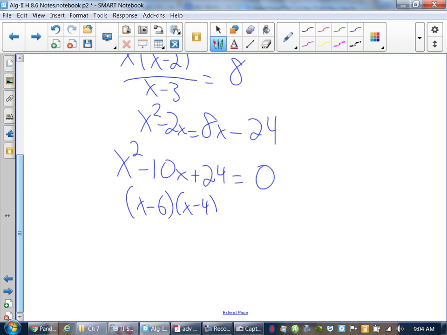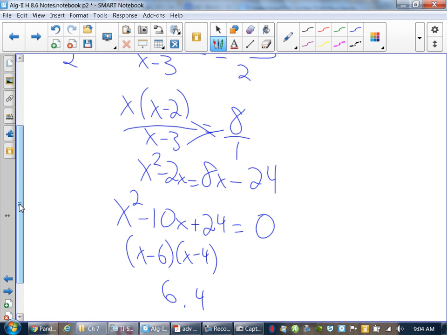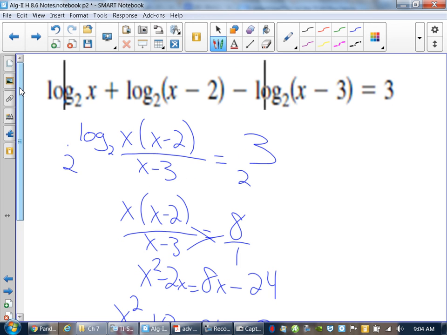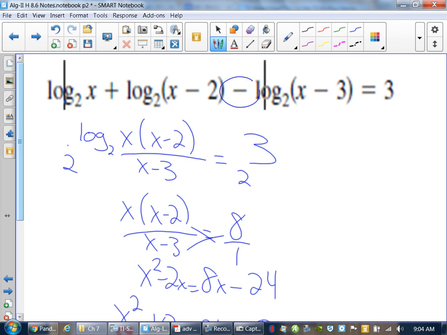What did you do with the x minus 3 after? Multiplied it to the other side. I did fraction equal fraction. Wait, can you go back? How come you put it in a fraction? The x times x minus 2 over x minus 3. Because it's subtraction. So, what does subtraction mean when you're condensing logs? Division.